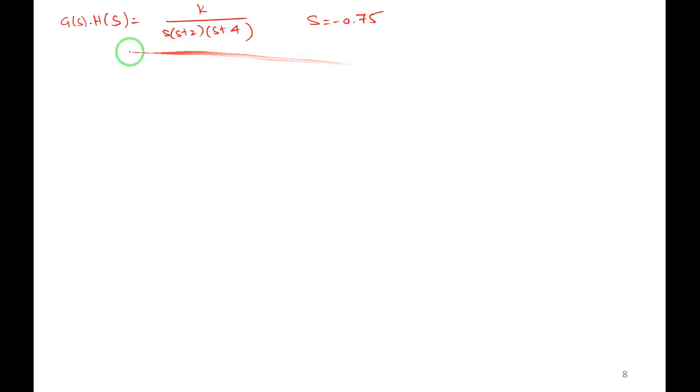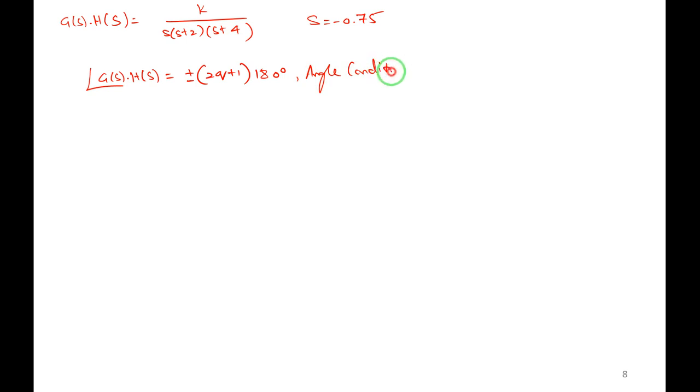Okay, fine. What is angle condition? We will write first angle condition. Angle of g of s into h of s is equal to plus or minus odd multiple 2q plus 1 into 180 degree. This is the angle condition, right? So if this point s equal to minus 0.75, I want to test whether this point lies on root locus or not. If it lies on the root locus, then it has to satisfy angle condition. Let us see whether this point satisfies angle condition or not, right?